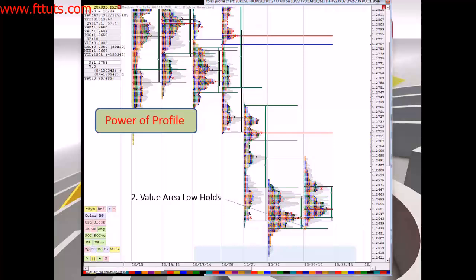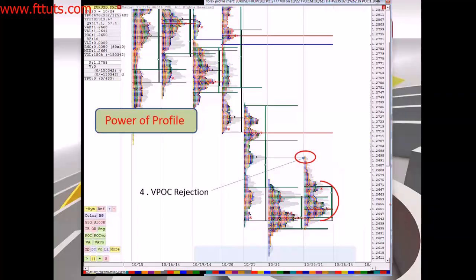Notice the exact nature of the profile and the power. Higher activity cluster. All right, now here moves higher and then higher yet. The value is moving higher.